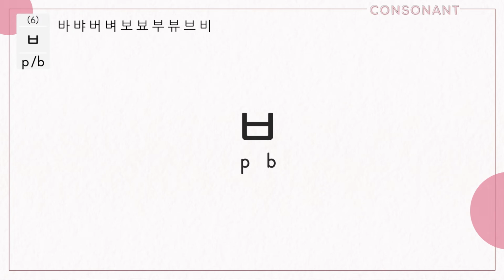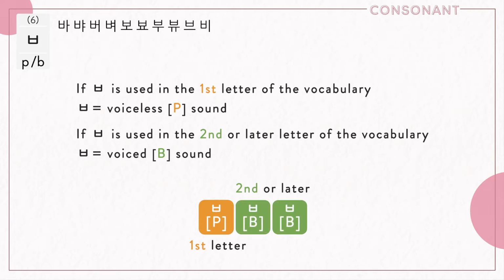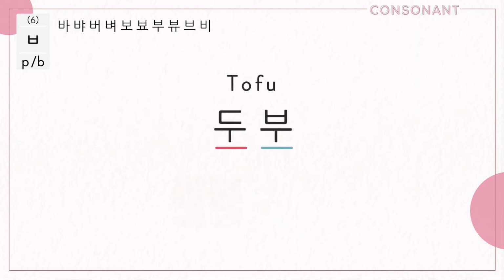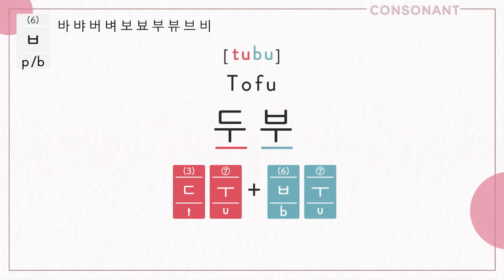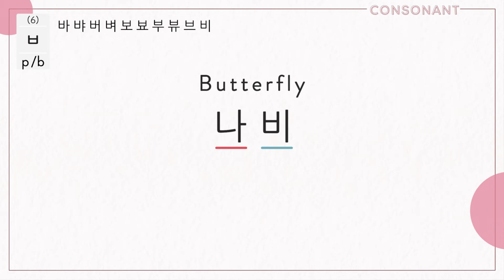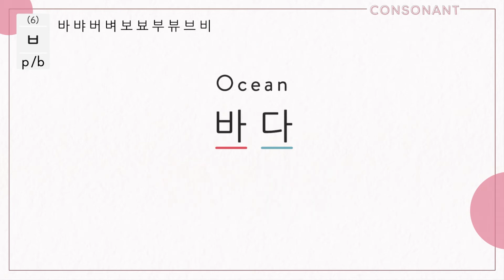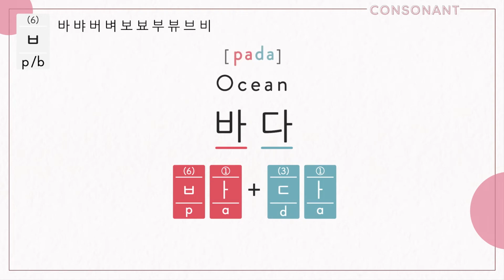Okay, next is the PB sound, same as the KG and TD sound. If this consonant is used in the first letter of the vocabulary, it will be a voiceless P sound. And if this consonant is used in the second or later letter of the vocabulary, it will be a voiced B sound. Tofu, tubu, would be tu plus bu, tubu. That's right, I'm sure you've heard of a dish called sundubuchige. And next one, butterfly. Nabi is na plus bi, nabi. Ocean. Pada is pa plus da, pada.